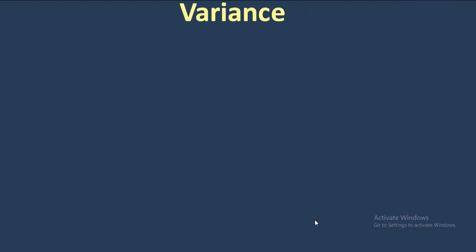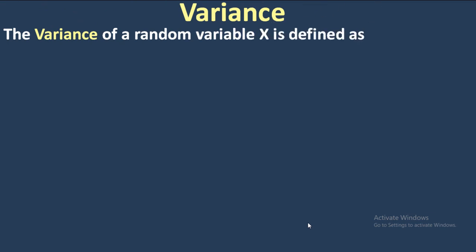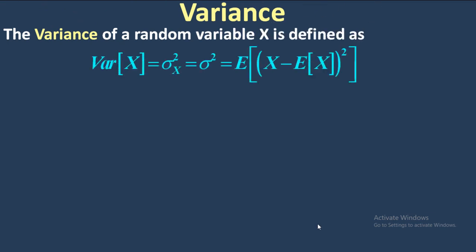Variance. The variance of a random variable x is defined as variance of x is equal to sigma suffix x whole square, or simply sigma square, is equal to E of (x minus E of x) whole square. In general, the variance of a random variable x is denoted by VAR within the brackets x, or sigma suffix x whole square, or sigma square.